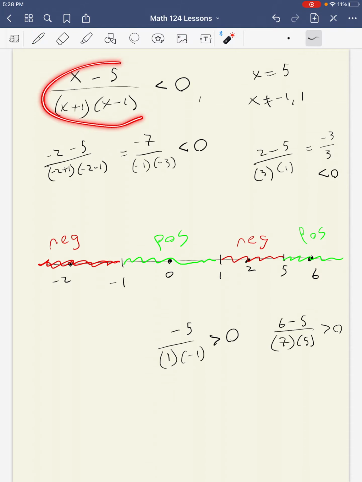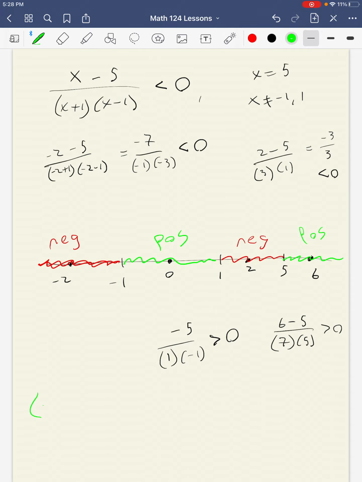Okay, but the problem was asking when is this negative? So we have those intervals there as the solution. The solution is negative infinity to negative 1, or 1 to 5.